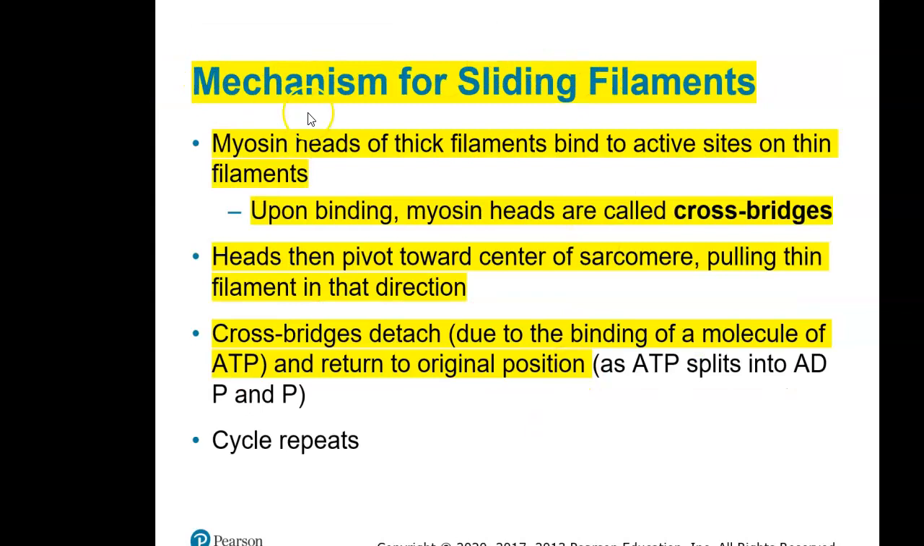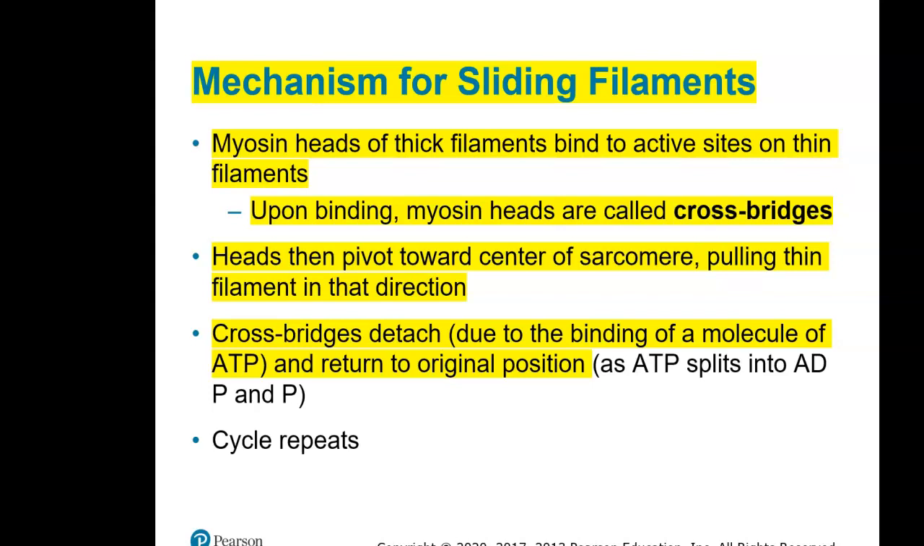So that leads us to the mechanism or the steps of the sliding filament theory. In other words, what actually is causing the sliding filament theory or causing the contraction to happen? All right, well, we know myosin heads. The myosin is the thick filament. So the heads of the thick filaments bind to active sites on actin, which are the thin filaments. Once that binding occurs, we call that part where the myosin heads are bound to the active sites a cross bridge. So we call that cross bridge formation when myosin actually binds to actin.